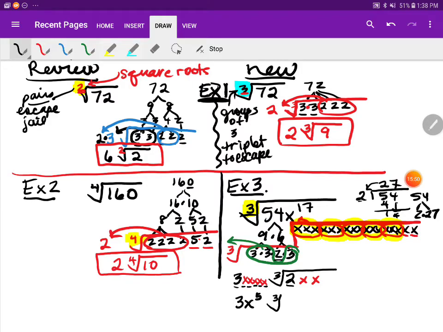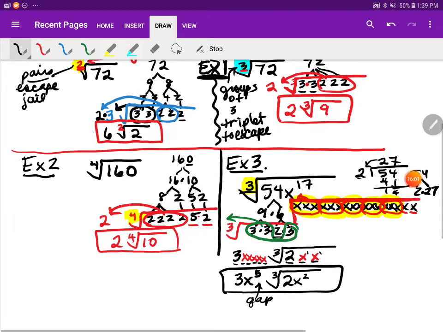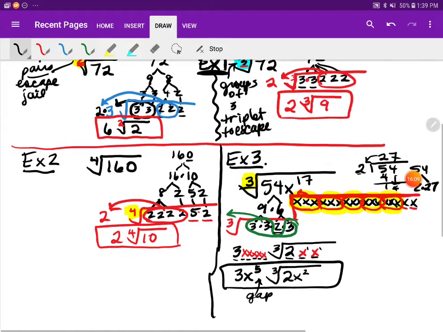The cube root of 2, and then x times x to the 1 times x to the 1 is x to the 2 is the answer. I left a little gap. I try to leave a little gap because otherwise sometimes my exponent looks like it's in the corner. So I just want to make sure, is there a number in the corner? And then I write it out.